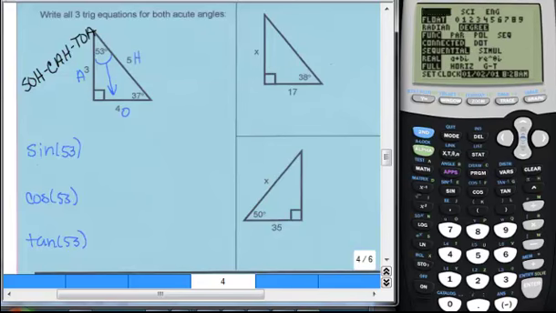So sine is opposite over hypotenuse. Opposite over hypotenuse is 4 over 5. Cosine is adjacent over hypotenuse, so adjacent over hypotenuse is 3 over 5. And then tangent is opposite over adjacent. Opposite over adjacent is 4 over 3.